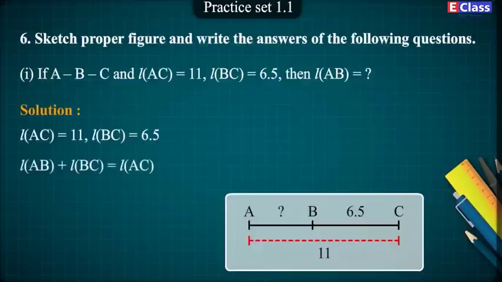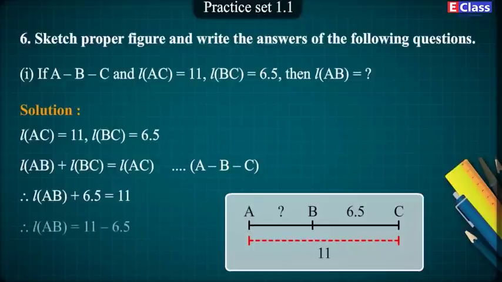Length of AB plus length of BC is equal to length of AC, as A-B-C. Therefore, length of AB plus 6.5 is equal to 11. Therefore, length of AB is equal to 11 minus 6.5. Answer. Length of AB is equal to 4.5.